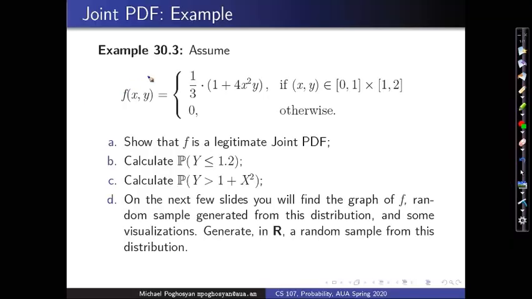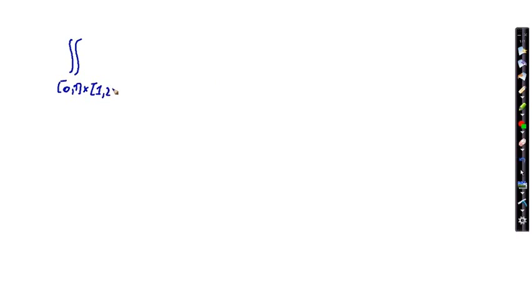So I'm doing that. The double integral over [0,1] times [1,2] of the function 1 over 3, 1 plus 4x squared y, dx dy. Because I am dealing with a rectangle, I can write first x from 0 to 1, then y from 1 to 2, or vice versa. So I'm using first integration in terms of y in this case. So y is changing from 1 to 2, so dy.